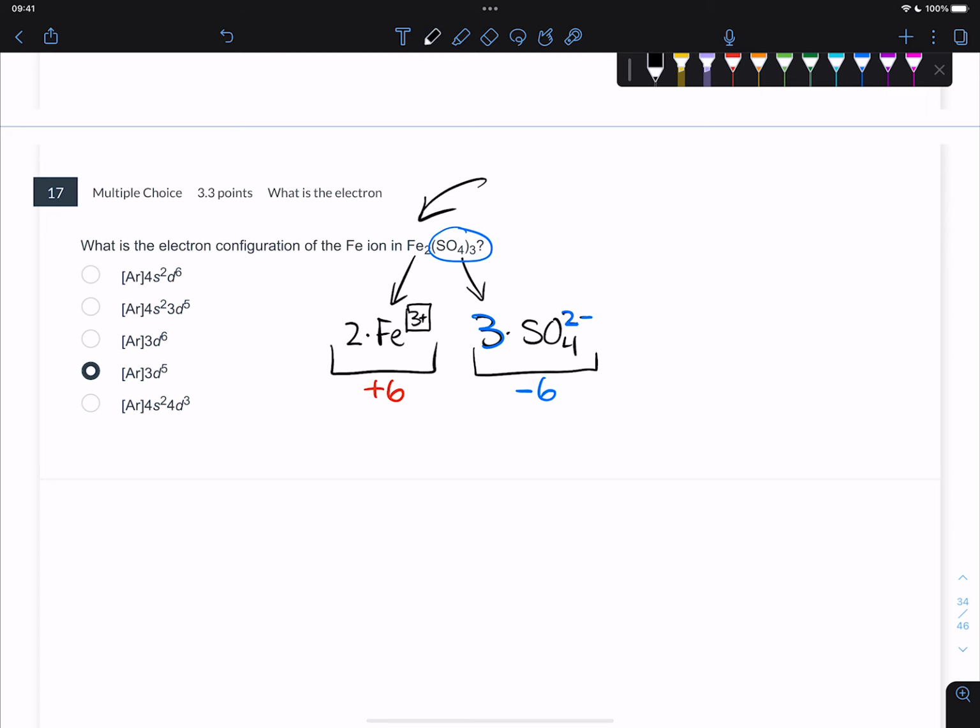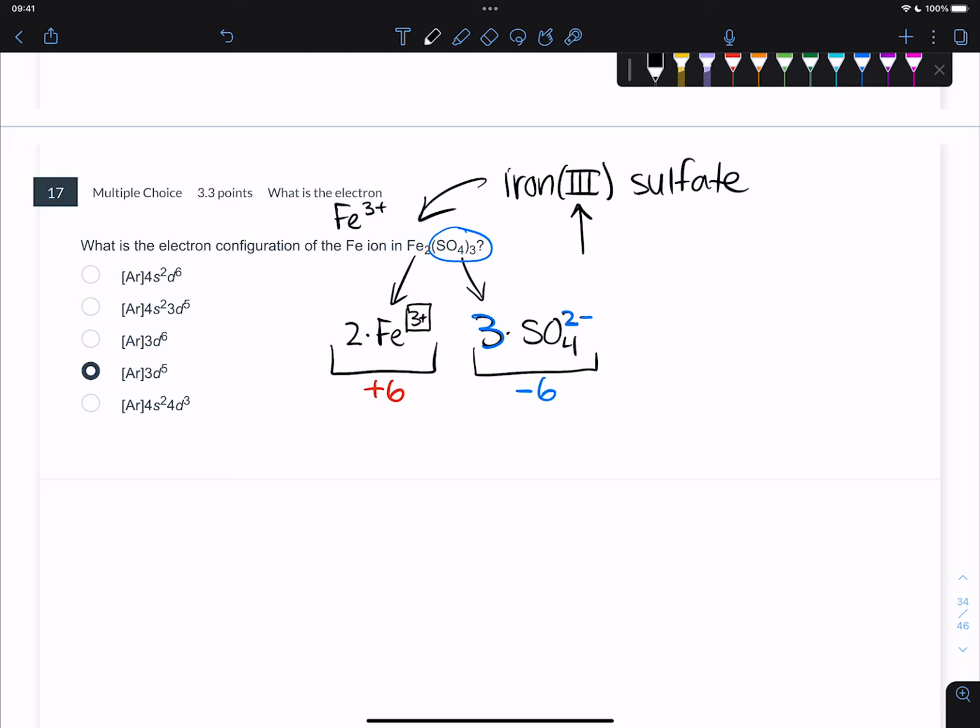So this would be called iron 3 sulfate. Why did I just go through all that? The whole point was to figure out what is the charge on this iron ion. This iron ion is an Fe with a 3 plus. Now, of course, there are two iron ions, but they're the same. So this is an Fe3+.